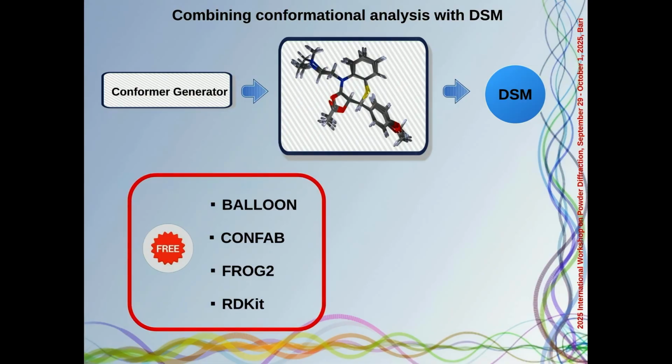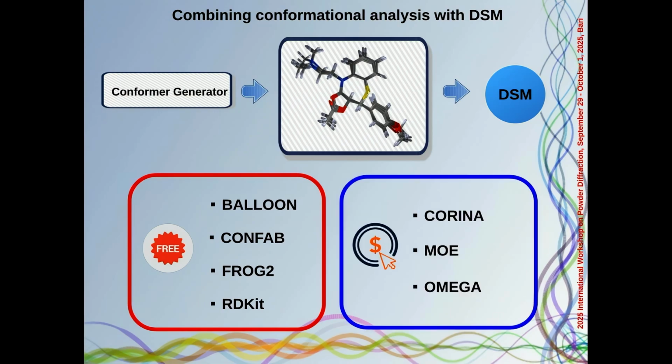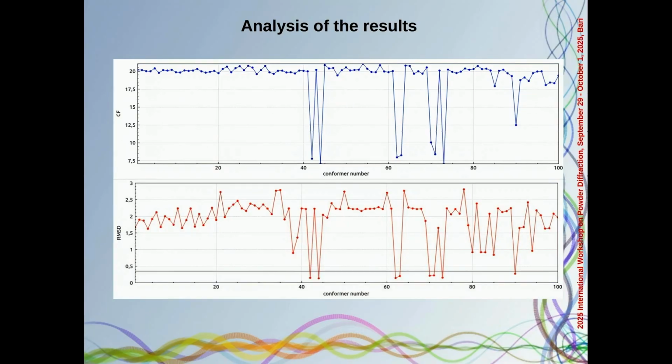First of all, you need this tool. There are several free tools in this list, and commercial tools. Don't use Confab. Confab is an excellent conformer generator, but it is not able to modify the conformation of a closed ring. So you modify only the conformation of the rotatable torsion angles. This is not what you want. You want the modification of the ring conformation. And for example, this is the result. Each point.